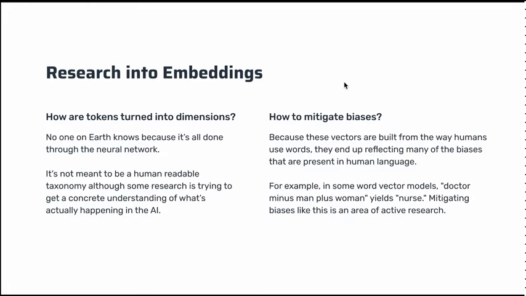Another research question might be how to mitigate biases, because the interesting thing is these vectors are built from the way that we as humans use words. It's not just coming out of thin air. So it does end up reflecting how humans tend to use words and meaning. For example, there are some vector models where if you look at doctor minus man plus woman, it yields nurse instead of doctor. So mitigating these types of biases is an area of active research. So that's the basics of an LLM.